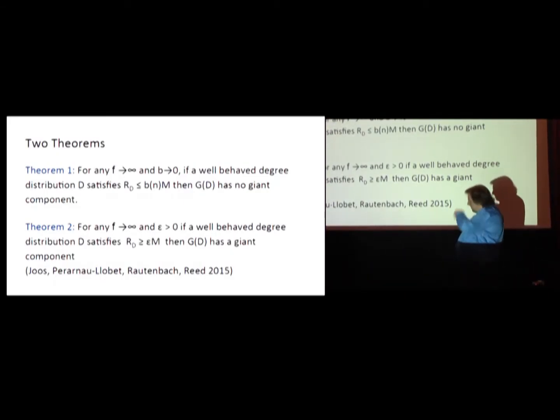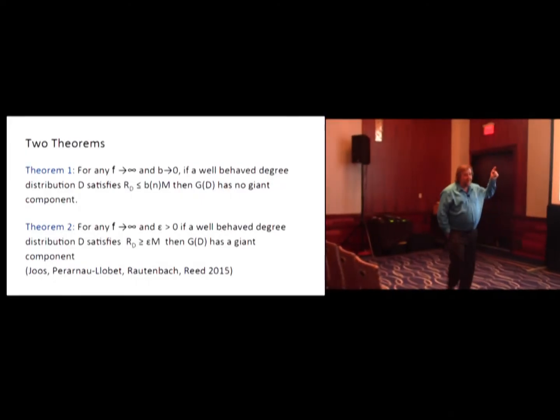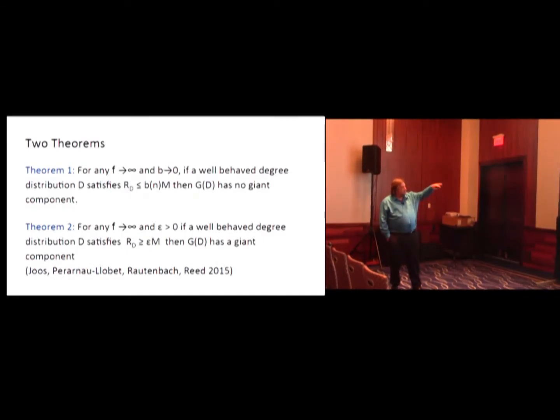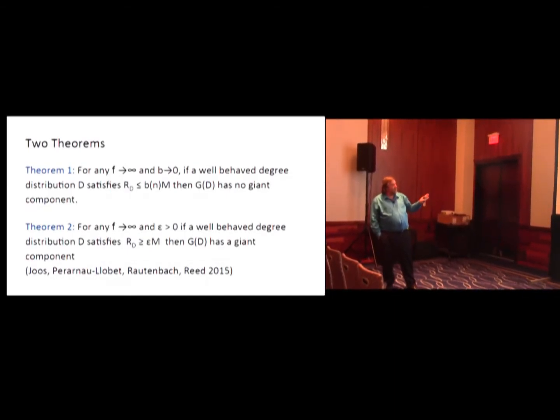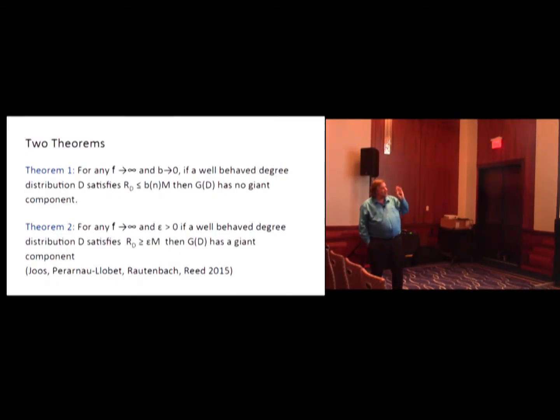The theorem is that we need to look at RD, and we need to compare RD with M. Okay? And if RD is a constant fraction times M, then there will be a giant component. And if RD is little o of M, then there won't be a giant component. Okay? So we've sort of seen why we look at RD. That's a natural thing to look at. That's how long the process continues on. We want to ask, why are we looking at M instead of N? And why do we only look at well-behaved degree distributions?